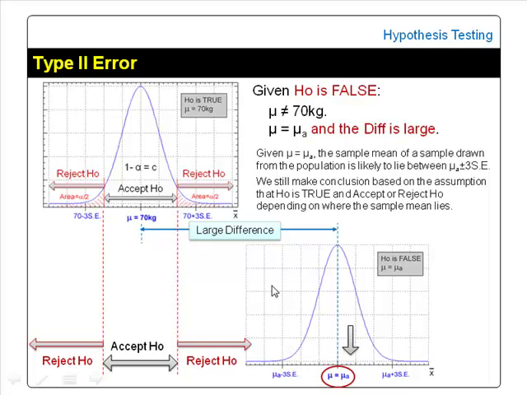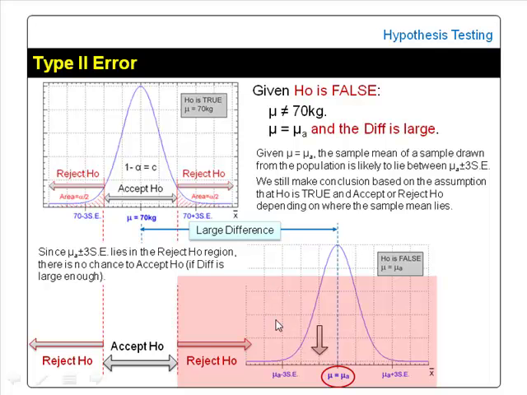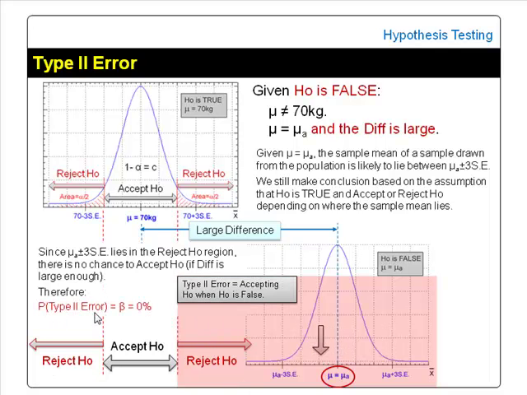As you can see from the graph, if the difference between 70 kg and μA is large enough, the sample mean of a sample drawn from a population with mean equal to μA would always fall inside the reject null hypothesis region. The conclusion would always be reject null hypothesis, the correct conclusion. It is very unlikely for the sample mean to fall inside the accept null hypothesis region. Hence, the probability of a type 2 error, beta, is almost zero.